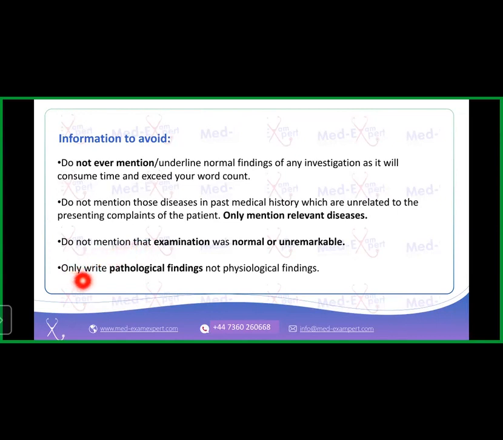So next, only write pathological findings, not physiological findings. As I told you, in the case notes there will be many findings. Some will be relevant, some will be irrelevant. So you have to see what actually the problem of the patient is, and why the letter is being written. It is very easy. You just have to focus on these few things. It's not complicated. You just have to take it easy. I've made these slides very compact and precise, and you can focus on these things, and I think they will be really helpful to you.